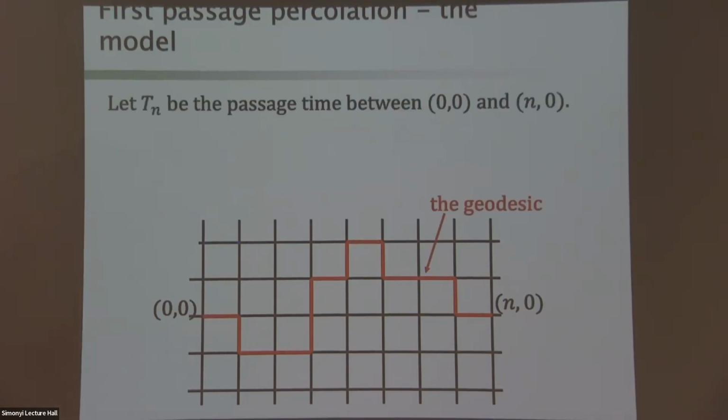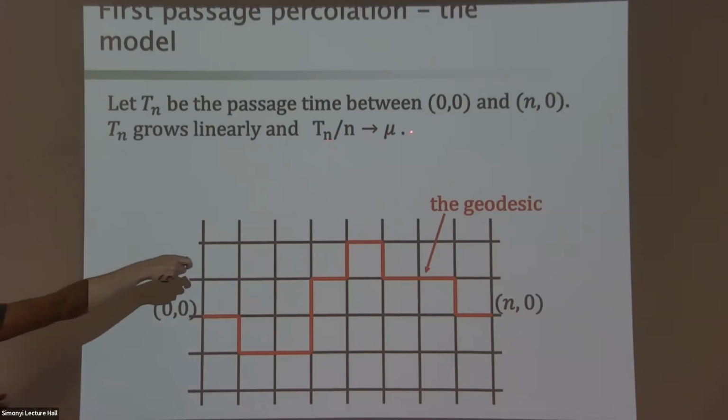So there are many conjectures about this. Not a lot is known about this model. So if you take T_n to be the passage time between (0,0) and (n,0), it sort of makes sense that it goes linearly with n. So this is known. And it's also known that you have this asymptotic time constant. So if you divide T_n by n, it will converge to some constant, almost surely.